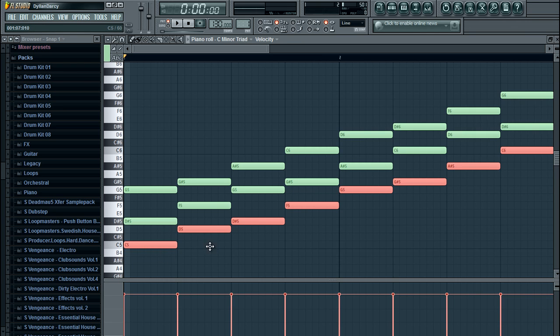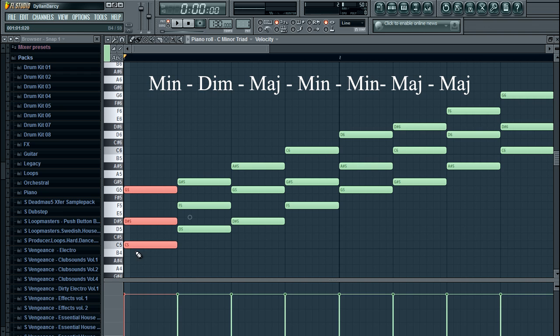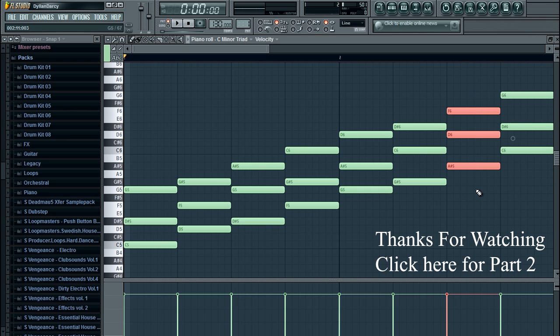Okay, so your first chord is going to be a minor chord. Your second chord is going to be a diminished chord. Your third chord is going to be a major chord. Your 4th and 5th are going to be minor chords, and your 6th and your 7th are going to be major chords. Now once you know this formula, for any other key and scale, this will work 100%, and we're going to look at that now.